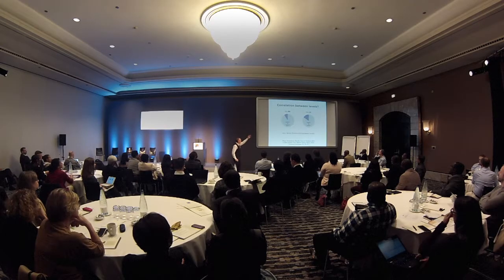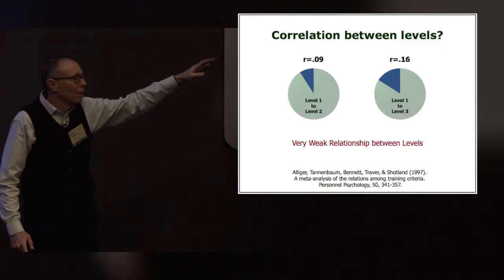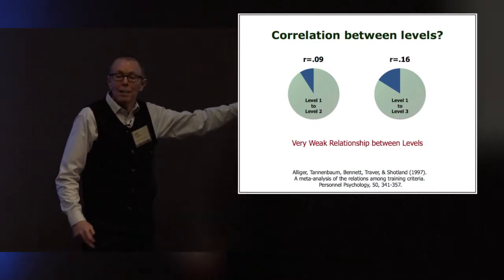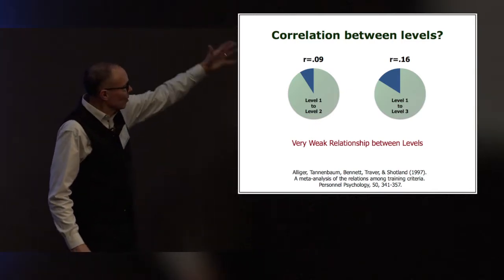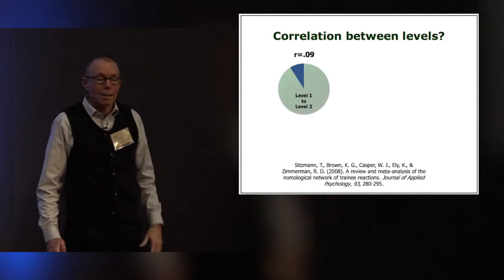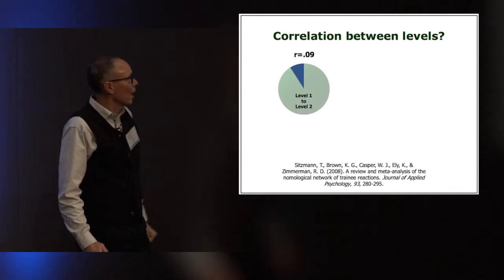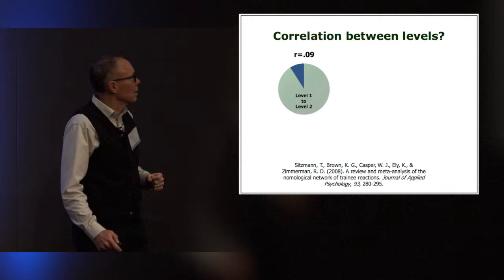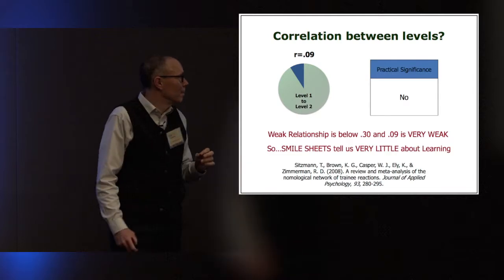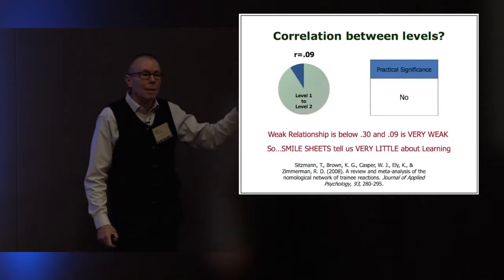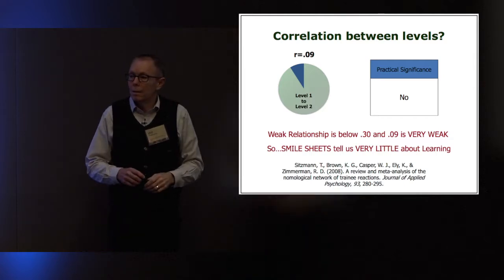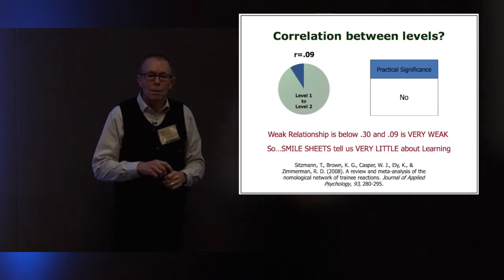They also looked at level 1 and level 3, and that's weak as well. So what we have is a very weak relationship between the levels. If one meta-analysis of many other scientific studies wasn't enough, a second one was done in the 2000s, and they found the exact same result looking at different studies. They also looked at Cohen's d effect size and found no practical significance. A very weak relationship. So the practical implication of this is that traditional smile sheets tell us very little about our learning results.